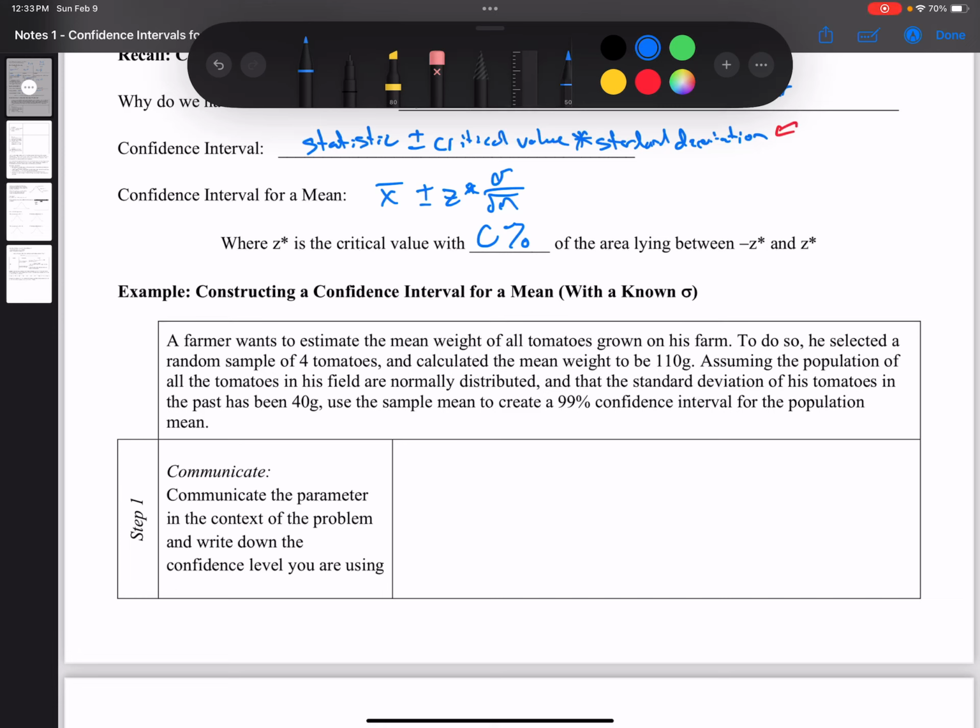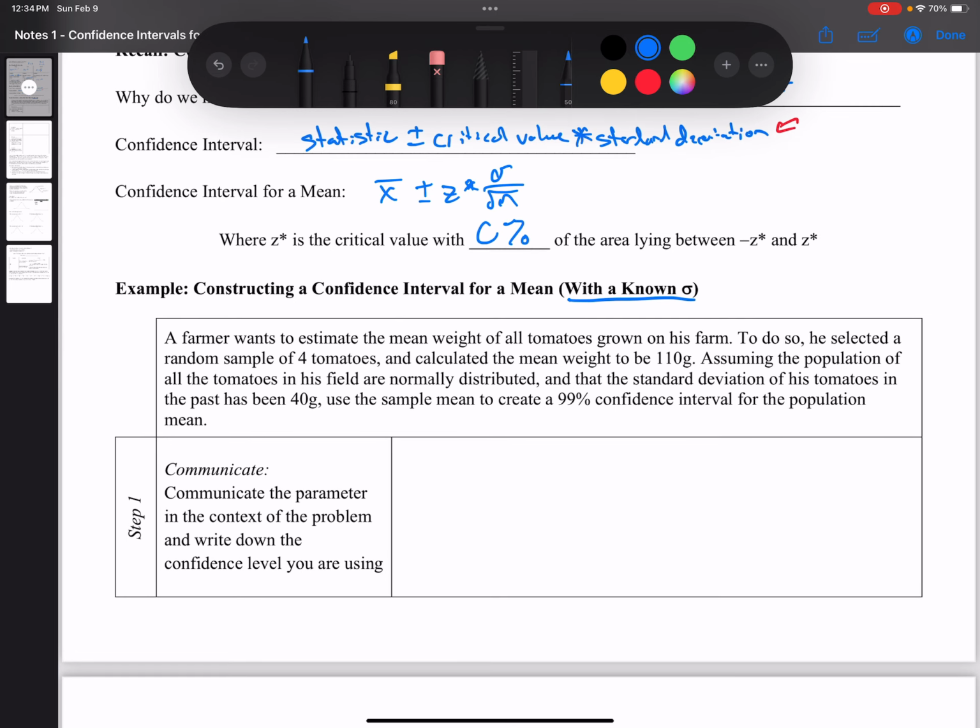All right, so go ahead and pause the video and read the example, okay? So this problem is all about constructing a confidence interval for a mean, and here's an important difference with a known standard deviation. This time, and this doesn't usually happen, we're given the standard deviation for our population. So let's run through one of these, finding a confidence interval with a known standard deviation.